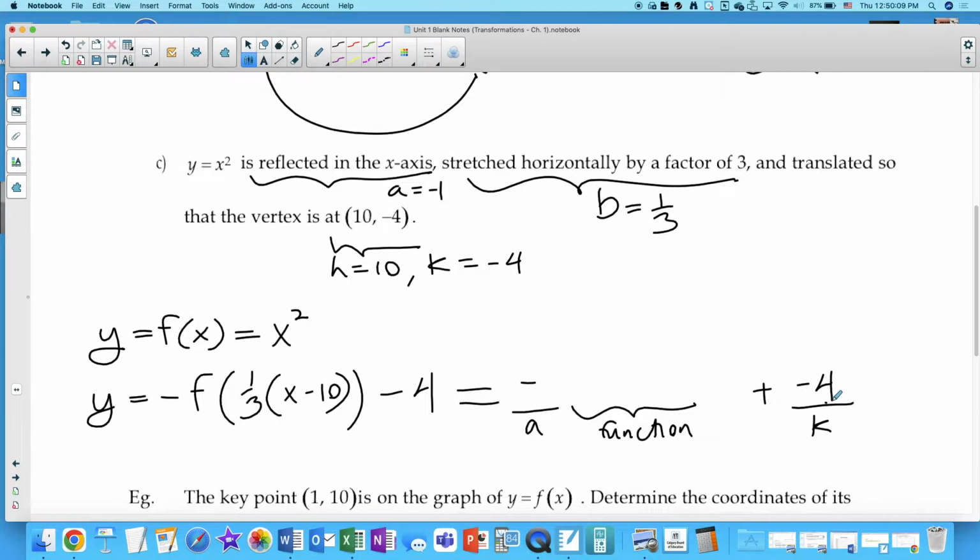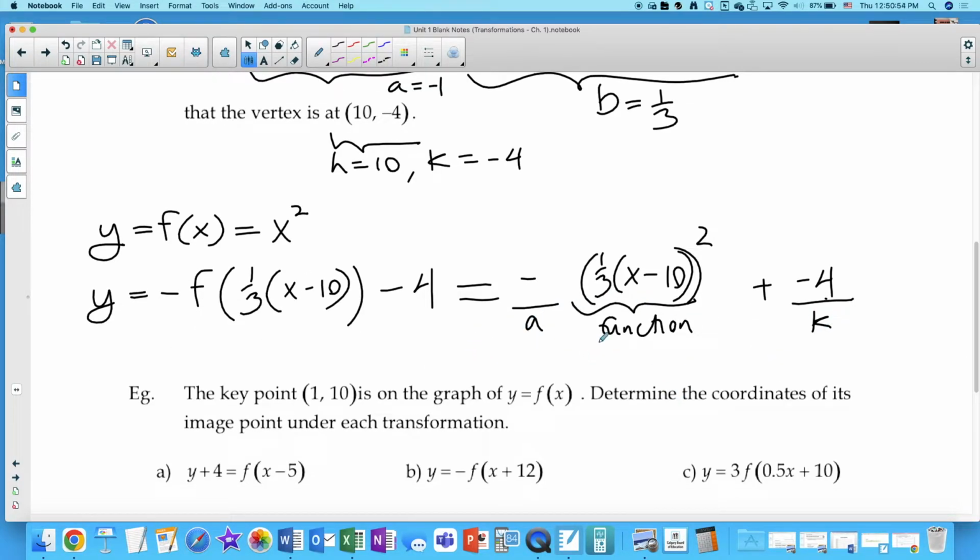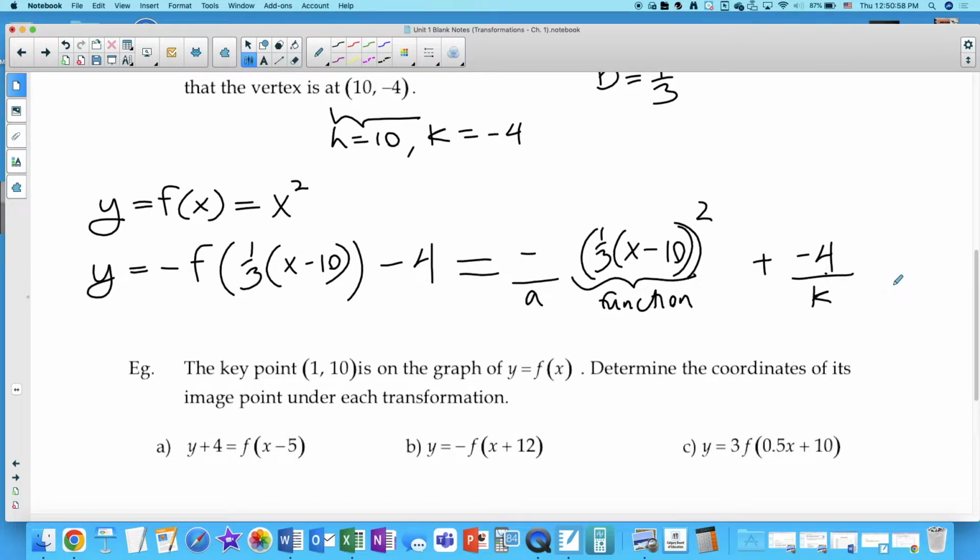What I do with the function is I rewrite the function exactly as I see it, but I replace all the x's with a set of brackets. So the function is x squared. I'm going to put in here brackets squared. And then inside the brackets, I'm going to put whatever I see here: 1/3 times (x minus 10). Okay? So all together, you wouldn't normally put these fill-in-the-blanks in there, but this is going to be negative (1/3 times (x minus 10)) squared minus 4.